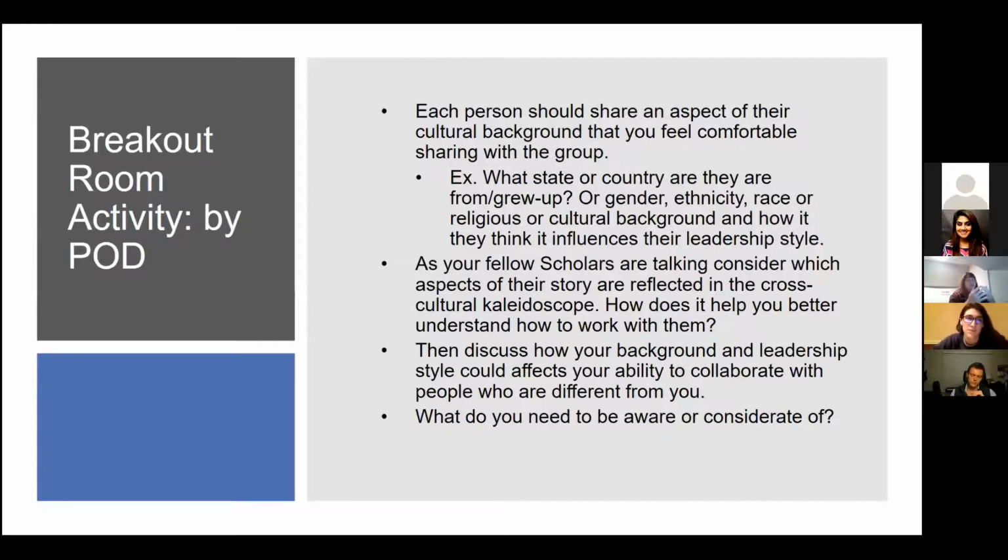As you all are talking to one another and listening to the aspects of the story, I'll keep the cultural kaleidoscope up on the screen, but I want you to think about how their story is reflected in that kaleidoscope, right? So when you start hearing them talk about the diversity of the neighborhood that they grew up in, where does that play a role? Well, that's diversity, but that's also environment, and that's also this, right?